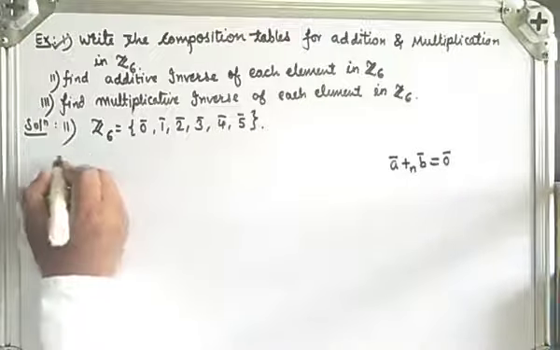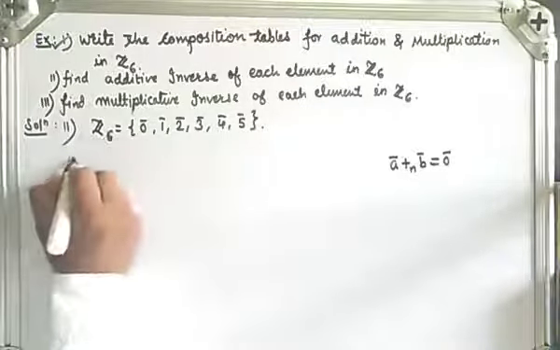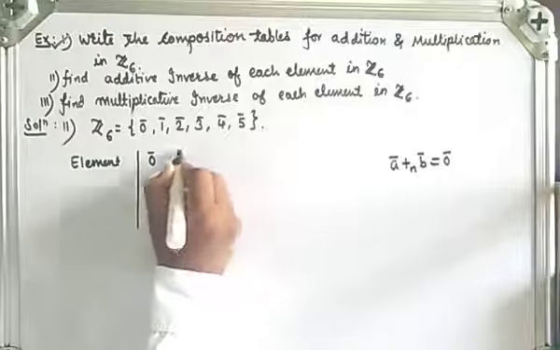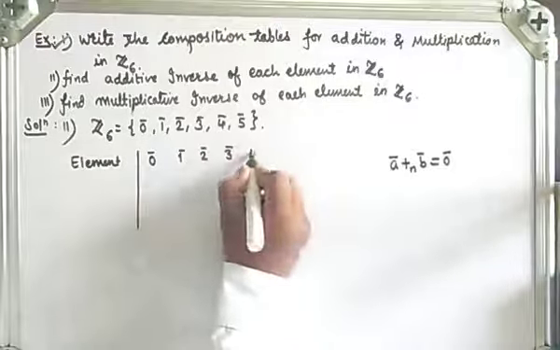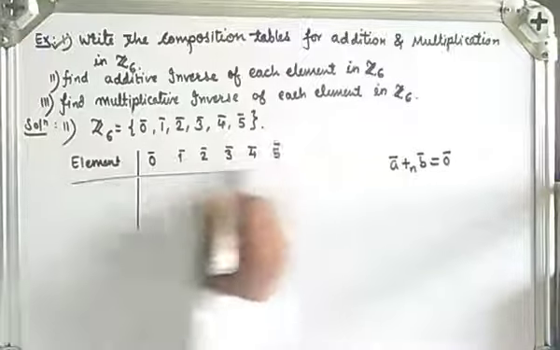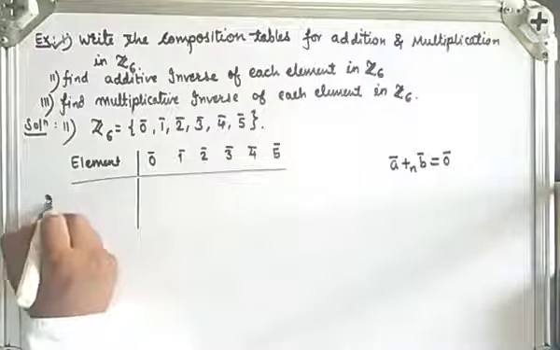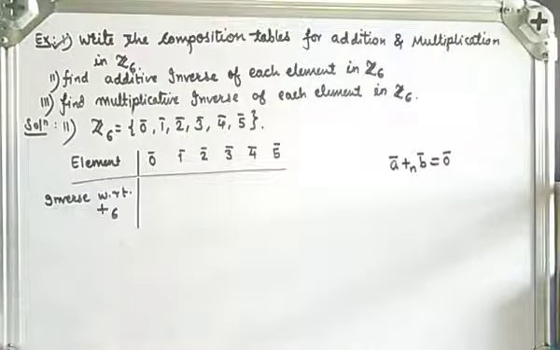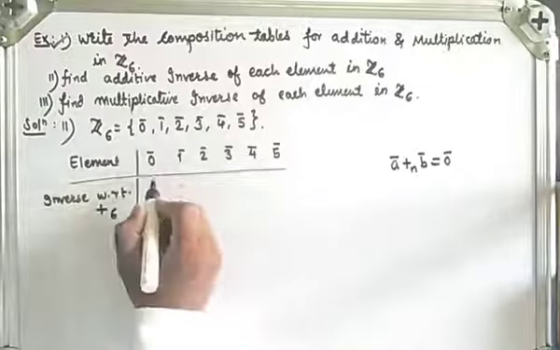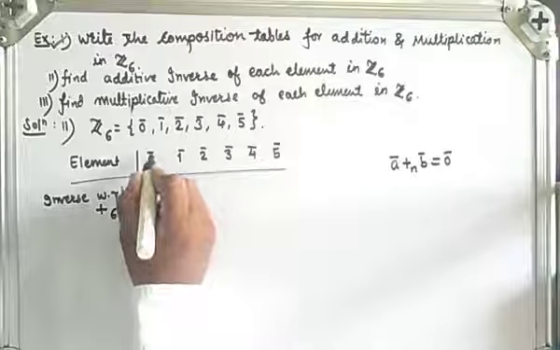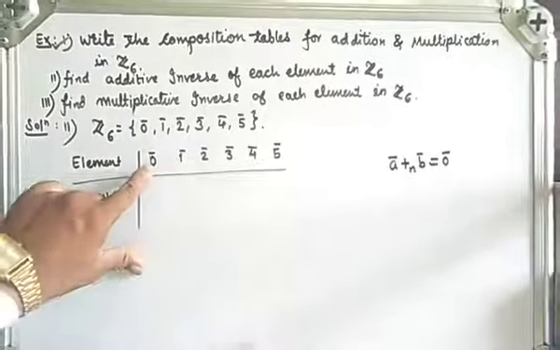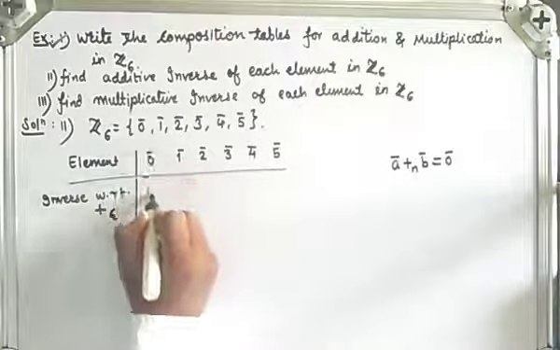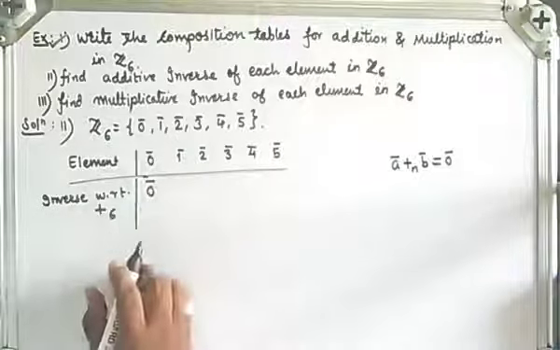Now let's see the elements. First write down the elements. So what are the elements? 0 bar, 1 bar, 2 bar, 3 bar, 4 bar and 5 bar. So these are the elements, and let's find out the inverse with respect to addition modulo 6. So in this set, which element can we add with 0 bar to get addition 0? If I add 0 with 0 bar, then addition will be 0, right?